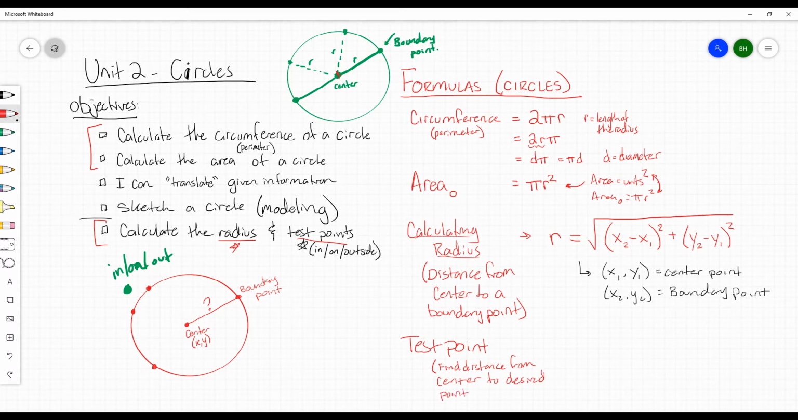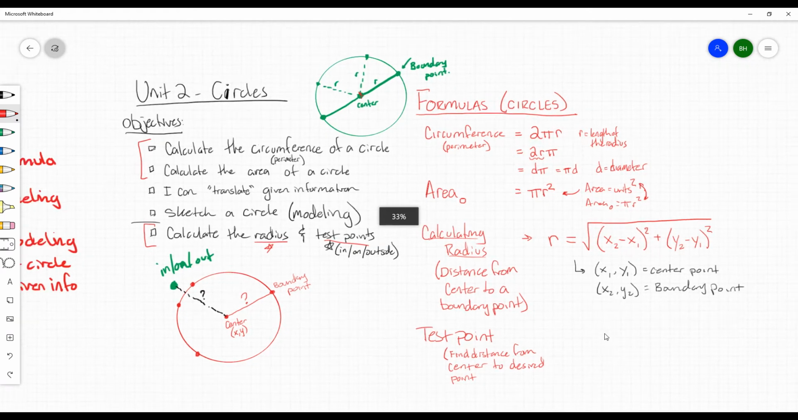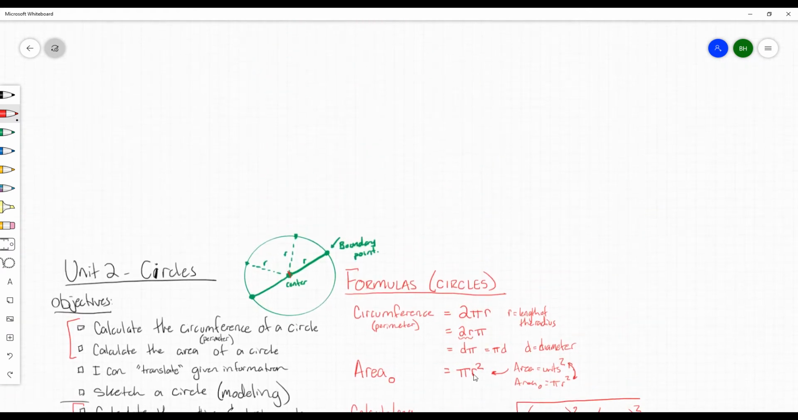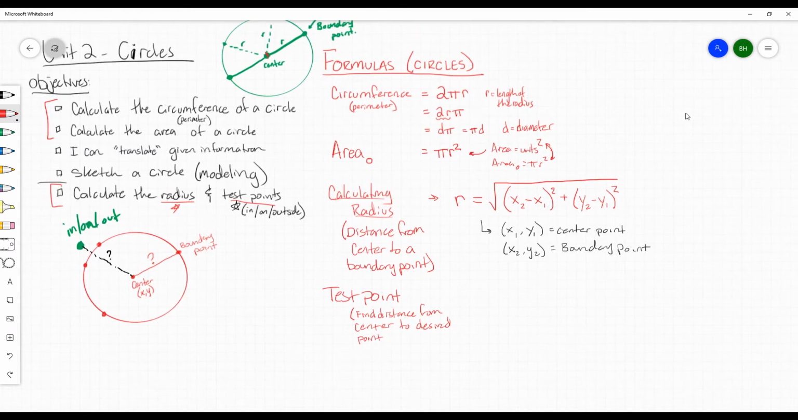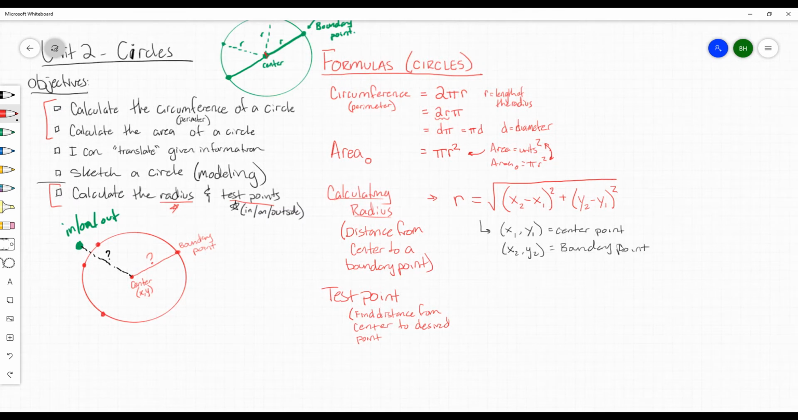Okay, so in this case, I want to find the distance from, let's say, this center here, all the way to this point, and I want to know what that distance is. I'm going to look at that distance, and I'm going to determine a couple things using that distance. So I'm going to find the distance from the center to the desired point and compare with the radius.